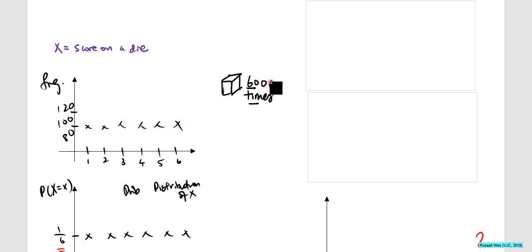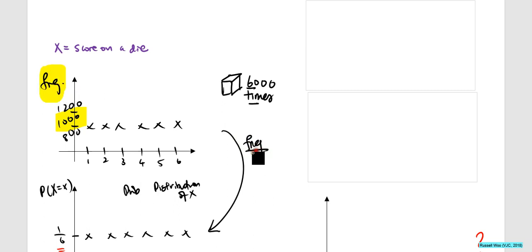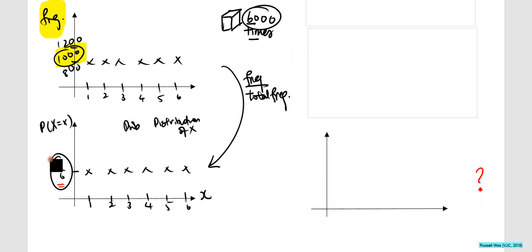If you do it 6,000 times, you will probably get all of them quite close to 1,000. How do we get from here to here? We take the 1,000, all the frequency values here, and divide by the total frequency, such that we get 1,000 divided by 6,000, and then I get 1 over 6.